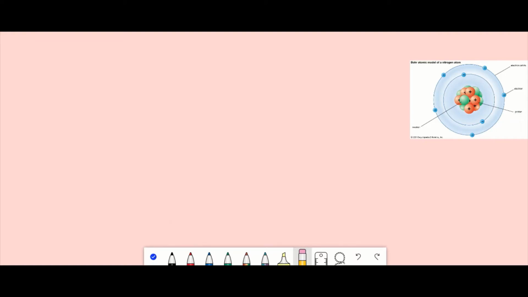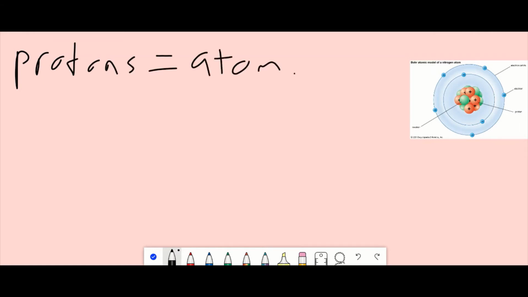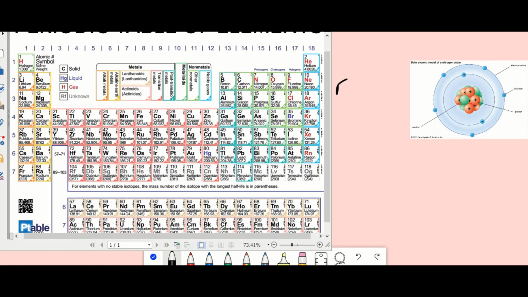The atomic number on the periodic table is actually what determines that. So let me write it down. Remember, the number of protons is equal to the atomic number. If you have a periodic table, which you can just look up online, there are so many of them, you can pull it up, just like I'm going to pull one up right here that I got from ptable.com. And you can look at the atomic number.